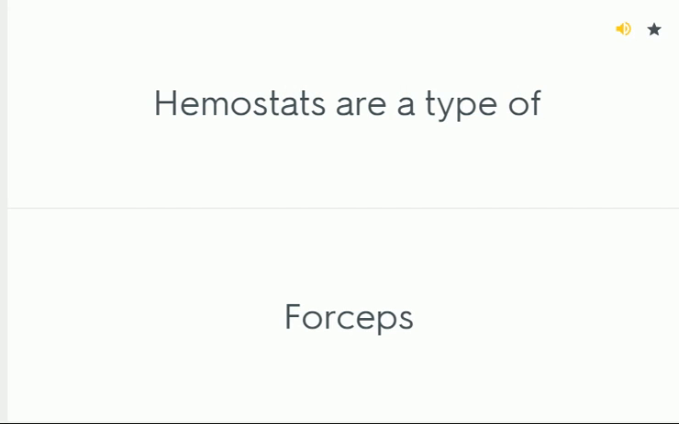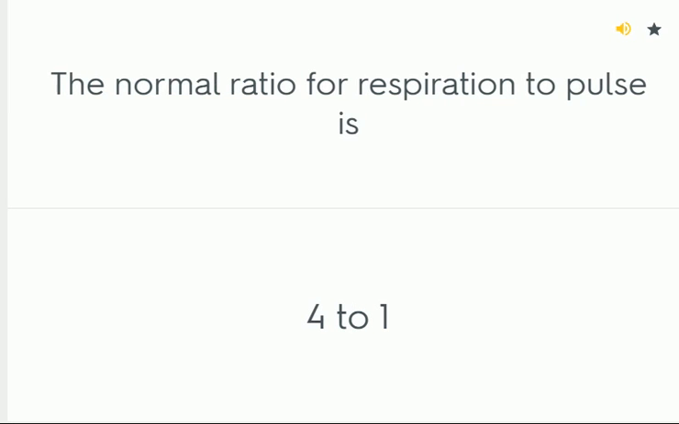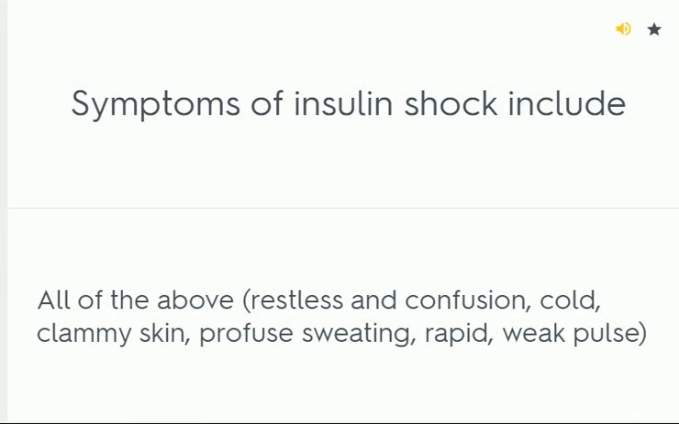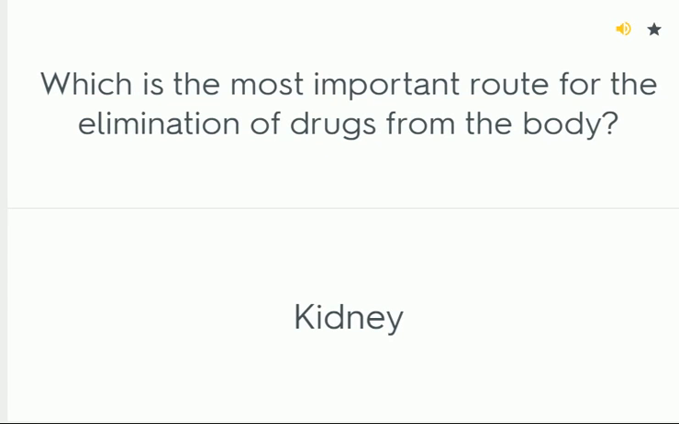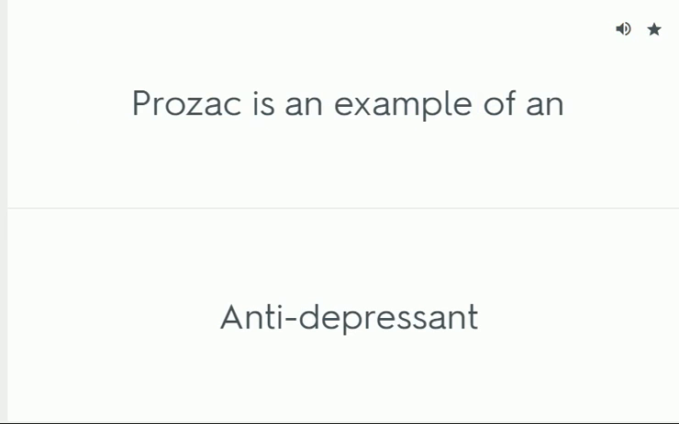Hemostats are a type of forceps. The normal ratio for respiration to pulse is 4:1. Symptoms of insulin shock include all of the above. Which is the most important route for the elimination of drugs from the body? Kidney. Prozac is an example of an antidepressant.